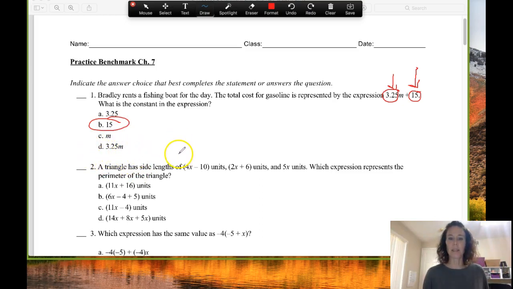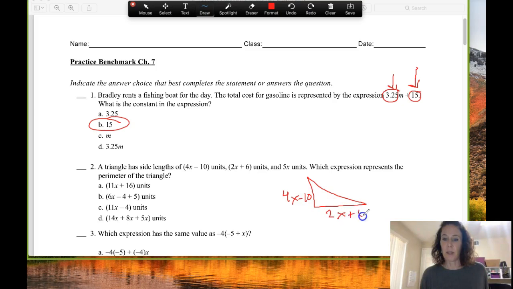All right, let's go on to number 2. A triangle has the side lengths of 4x minus 10 units, 2x plus 6 units, and 5x units. Which expression represents the perimeter? So if you're one who's visual and you like to draw a triangle, go ahead and draw one. And you can say, all right, one side is 4x minus 10. One side is 2x plus 6. And one side is 5x.